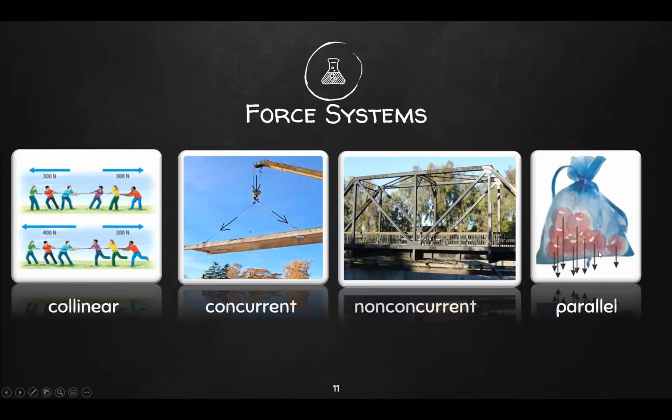And then lastly, if you have a group of objects together, in this case, we have an apple or apples. If you consider their weight, weight is always downward. No matter the scenario, remember weight is always downward. That's the force of gravity. So if you consider the weight of each apple, all of them are downward, all of them are in the same direction. Therefore, they are parallel. Those are some examples of force systems.